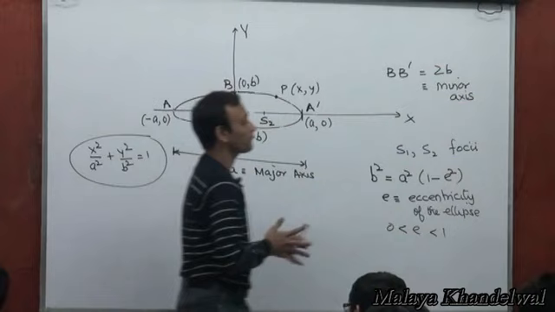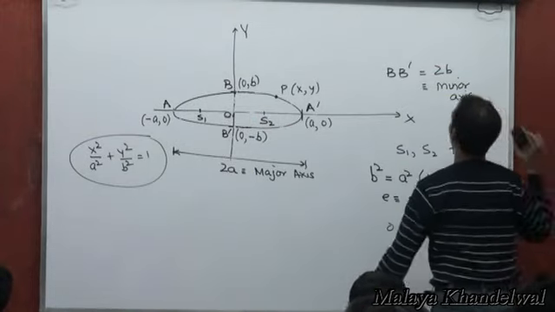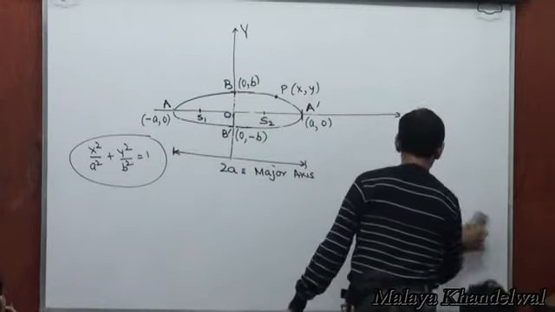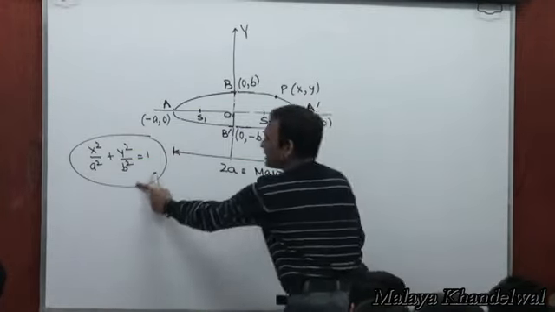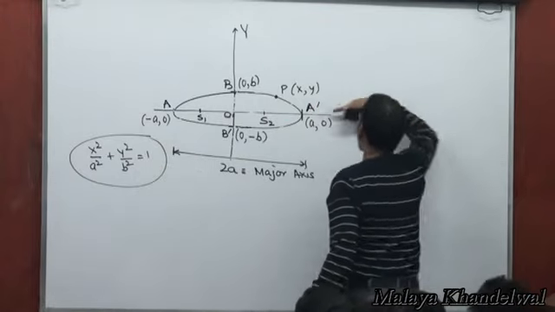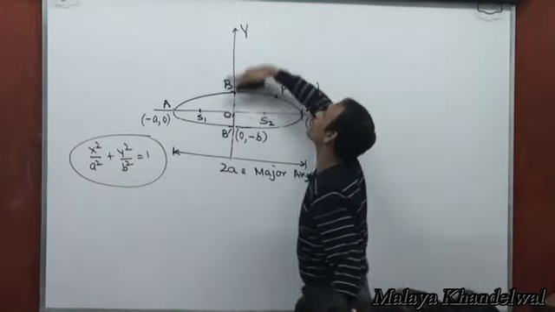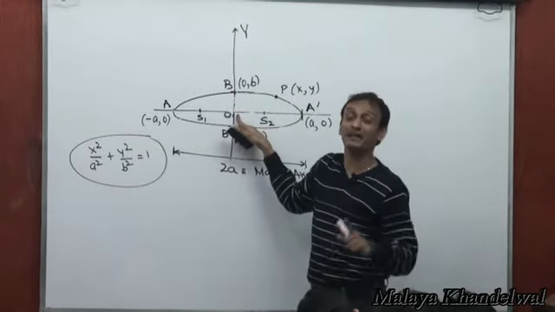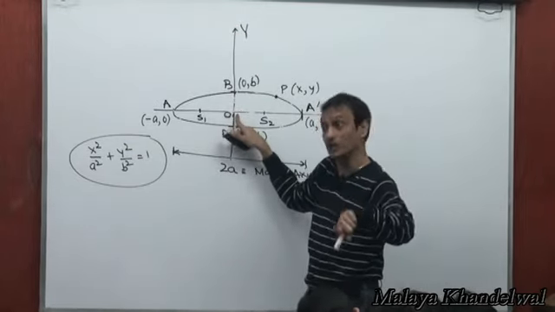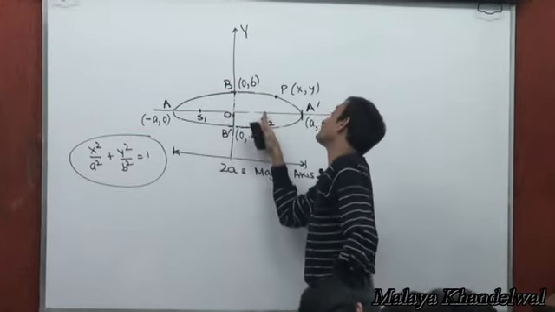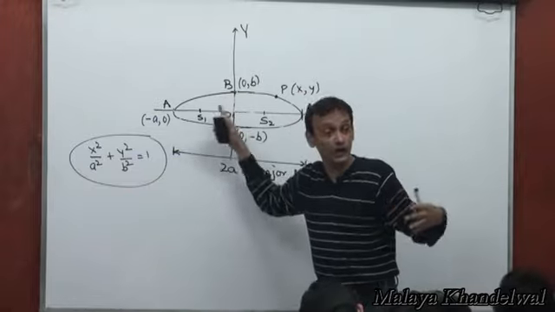Now, it can be shown, this is the standard equation of an ellipse whose major axis lies along the x-axis, whose minor axis lies along the y-axis. And the major and the minor axis will always be perpendicular to each other, and they intersect at a point which is the midpoint of the line joining the two foci, right?